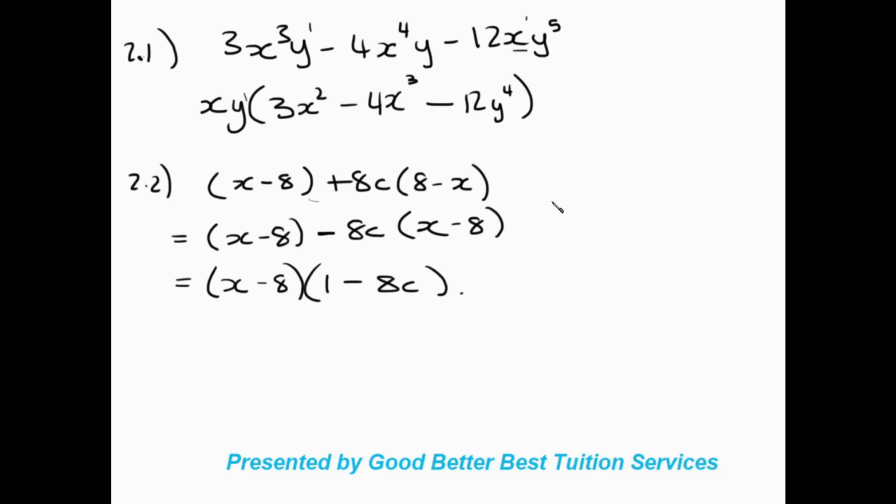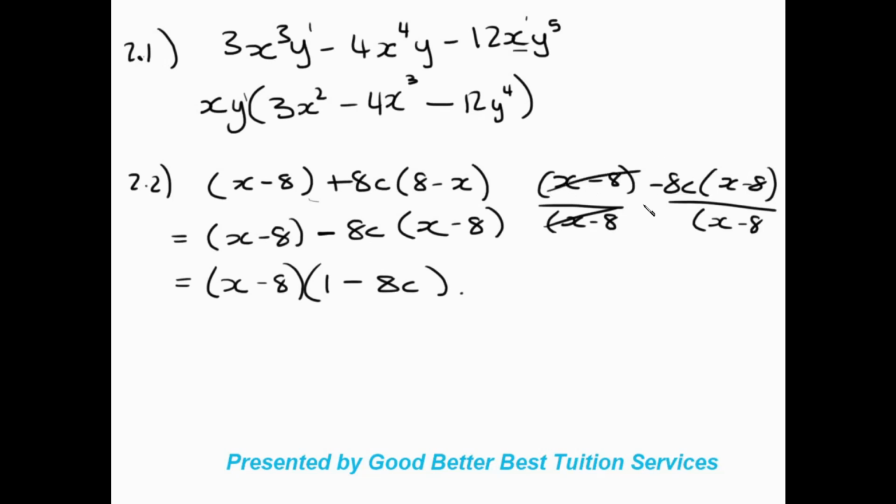If I can just show you a simpler way, let's say we wrote it out again: minus 8c times x minus 8. Remember we took out x minus 8 as the common factor, which means that we're dividing by x minus 8 over here, and we're dividing by x minus 8 over here. So we can see it cancels out here to make 1 on the left hand side. On the right hand side it cancels out and we're left with negative 8c. So that's how we get the 1 over here and the negative 8c. Okay, moving on.